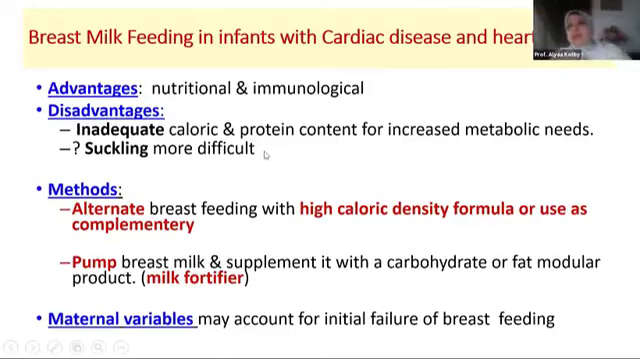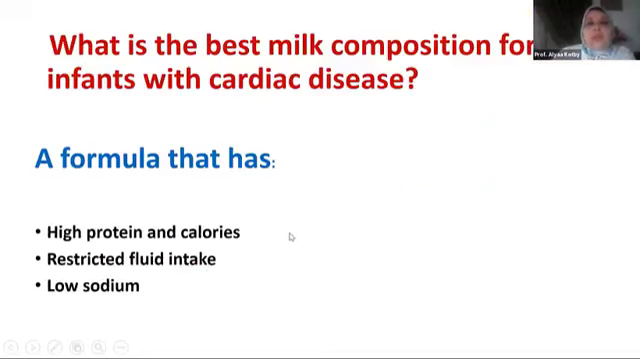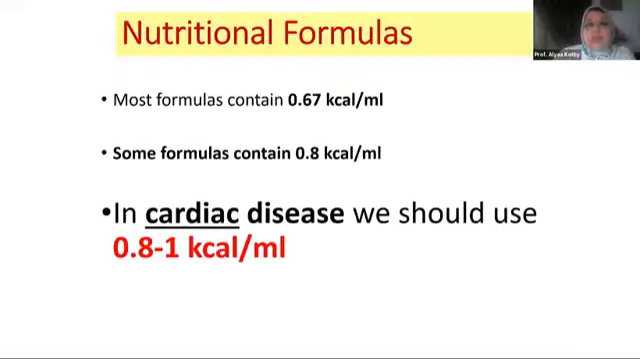And I have heard some people saying that suckling, breastfeeding, is not tiresome for congenital heart disease babies. No, with heart failure, it is. Because for years I've been watching these babies, and definitely a bottle is easier for them. But again, breast milk is to be tried also. In this case, we have a high caloric density formula that can be used as a complementary feed or alternating with breastfeeding. If we're going to use a formula, it has to be high in protein and calories with restricted fluid intake and low sodium.